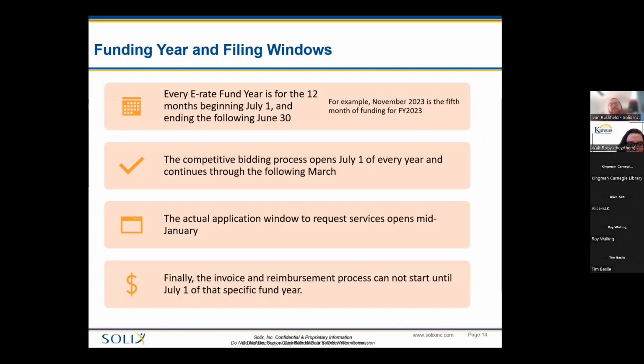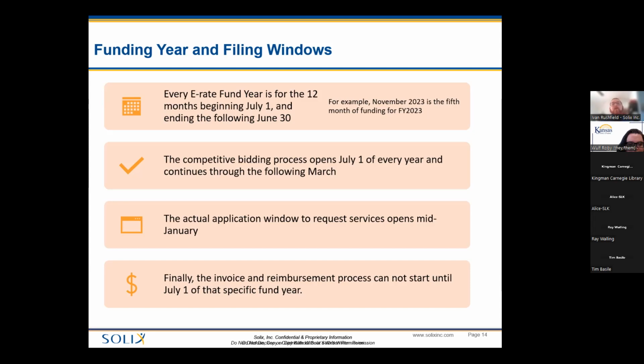So we're talking about these funding years and all these things you have to apply for. When do you do all this? So the E-rate year itself, when we talk about funding year, it's 12 months. It is July 1st to June 30th of the following year.